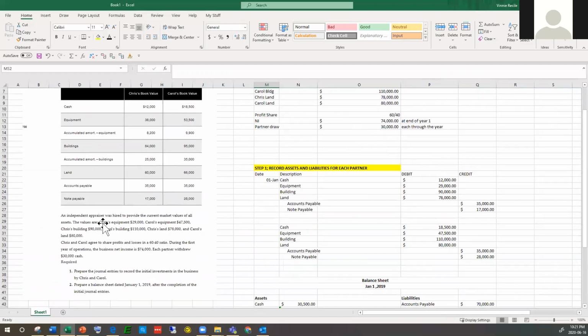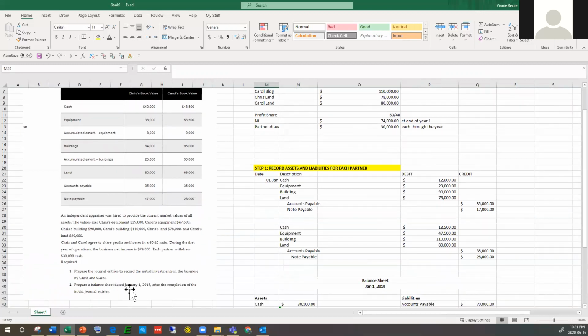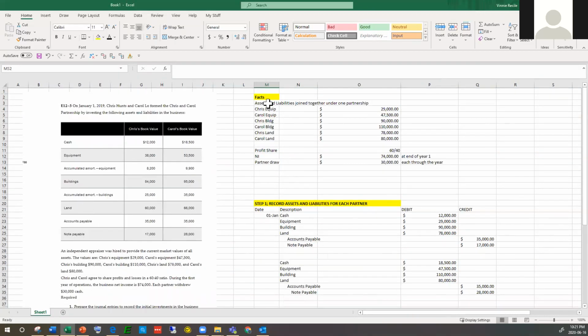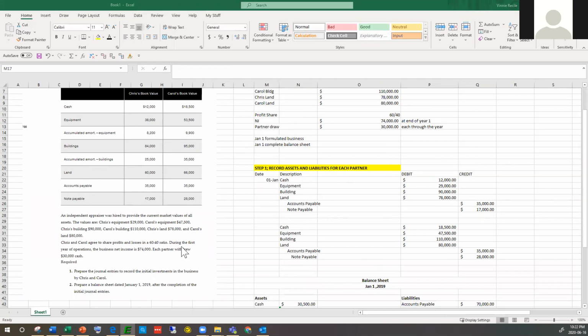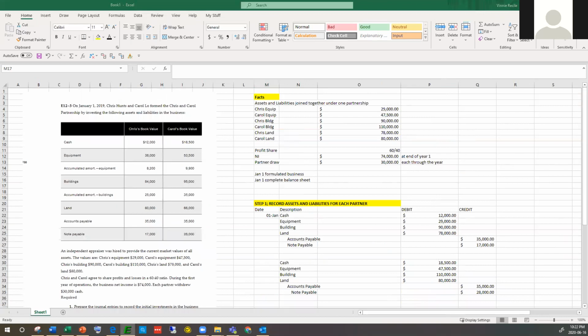The second thing to look at is the dates. Again, in this problem, they started and joined on January 1. They want a balance sheet January 1. They throw in all this extra information about partner draws and net income after the first year of operations, kind of to throw you off a little bit. So you just really want to be mindful of key facts. Maybe a key fact here would have been Jan 1 formulated business, Jan 1 complete balance sheet. If you do that, then you're probably less likely to make a mistake and add in all this extra stuff that you didn't need to add. Okay, fairly straightforward, nothing hidden to that problem.